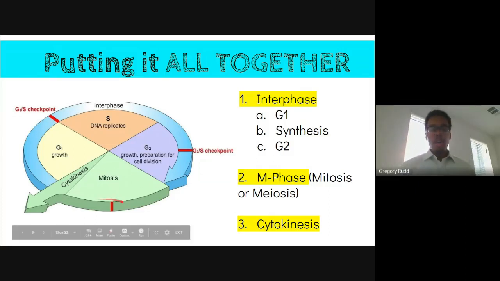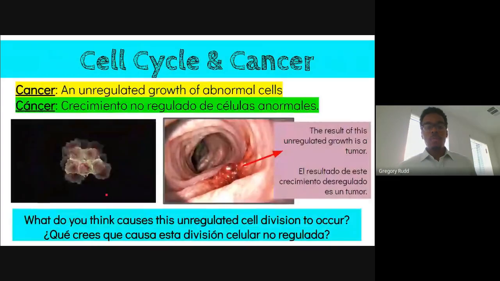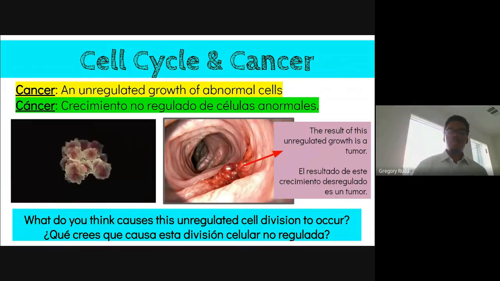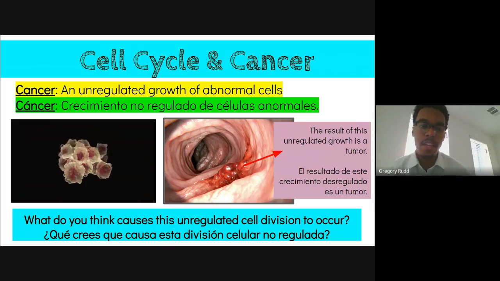Now, one thing that we should note here is that there are different checkpoints represented by these red bars. They're checkpoints along the cell cycle. And those checkpoints are there to prevent cancer. So all you need to write down here is the definition of cancer.